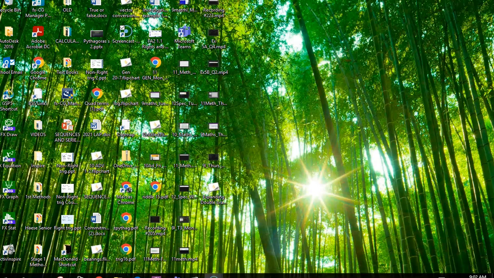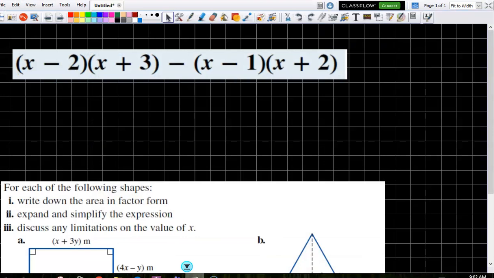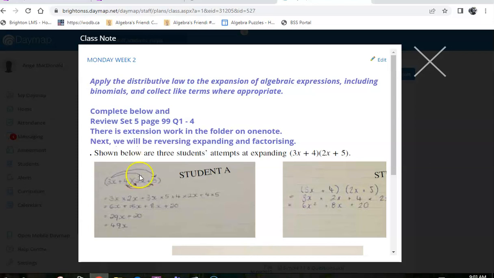So with Daymap, we've got there what you're meant to be able to do. Yes, apply. We're going to just remind you of some basics to make sure that you're on it. If you want to do some extension work, then it's in the OneNote stuff that we can play with. But for today, if you go into your OneNote, once I finish, you're going to have to just complete this little thingy. So it's in Daymap, but it's also in OneNote. It's probably easier to see in OneNote.